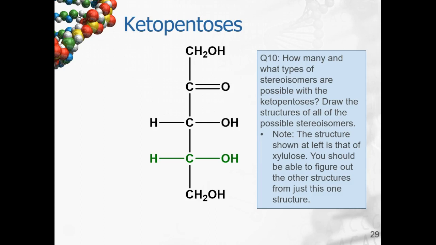If we look at the ketopentoses, the next question on your sheet is how many and what types of stereoisomers are possible with the ketopentoses? I've given you this structure here, and I didn't give you the rest of them. You should be able to draw the structures of all of the possible stereoisomers. The structure that I gave you is xylulose, so you should be able to figure out the other structures from just this one structure. So pause the presentation and then come on back and I'll give you the answers.